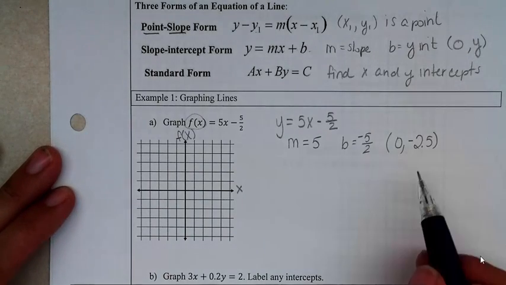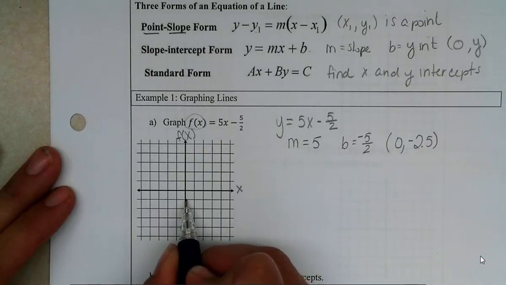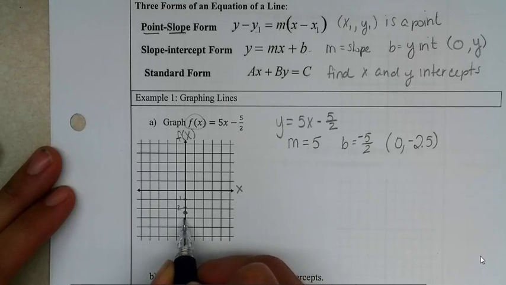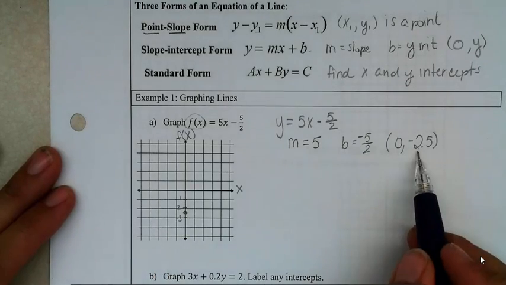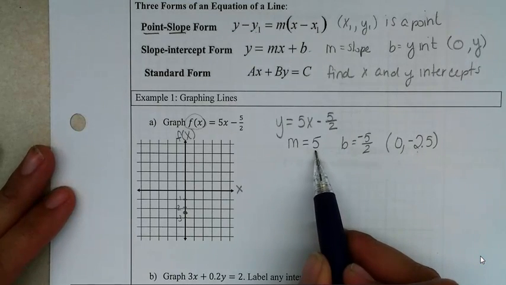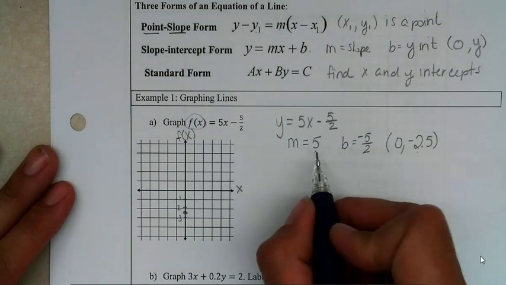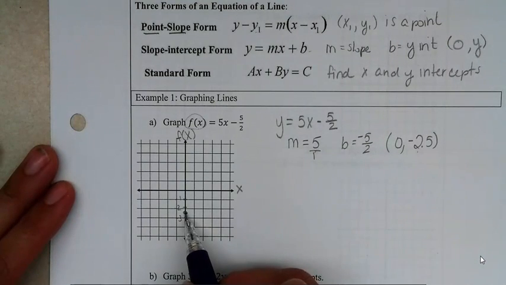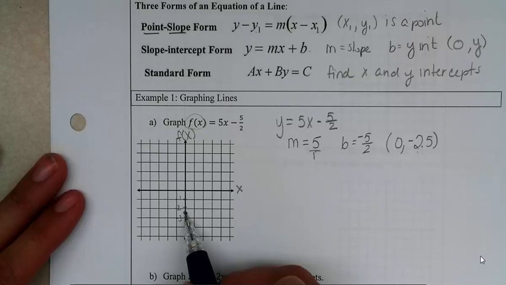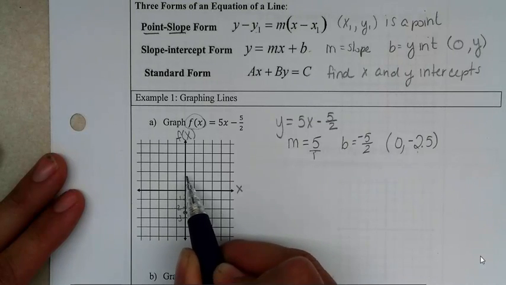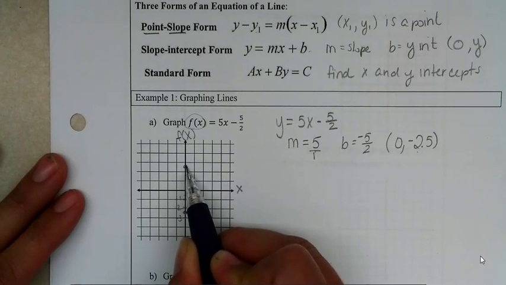Starting with my y-intercept, I'm going to start at negative 2.5, so that's about here. If this is negative 1, negative 2, this is negative 2.5. And from there, I'm going to use my slope to find another point. So my slope is 5, or 5 over 1. So I take my y-intercept, and now I need to go up 5 spaces and over 1, rise over 1. So 1, 2, 3, 4, 5 puts me here.